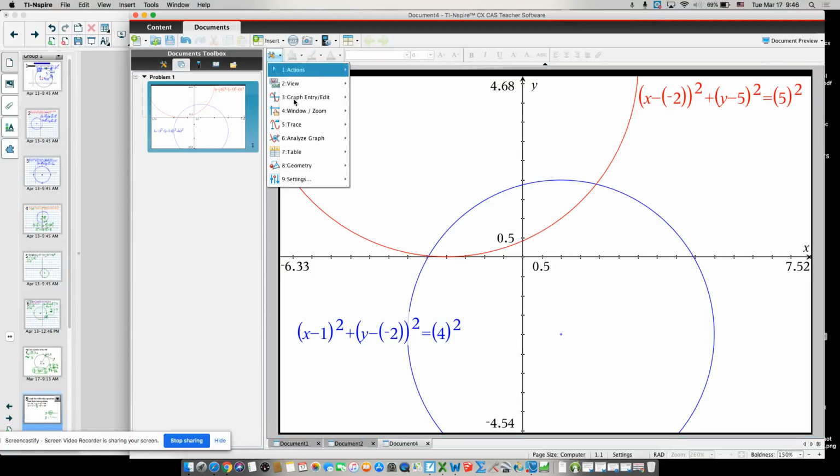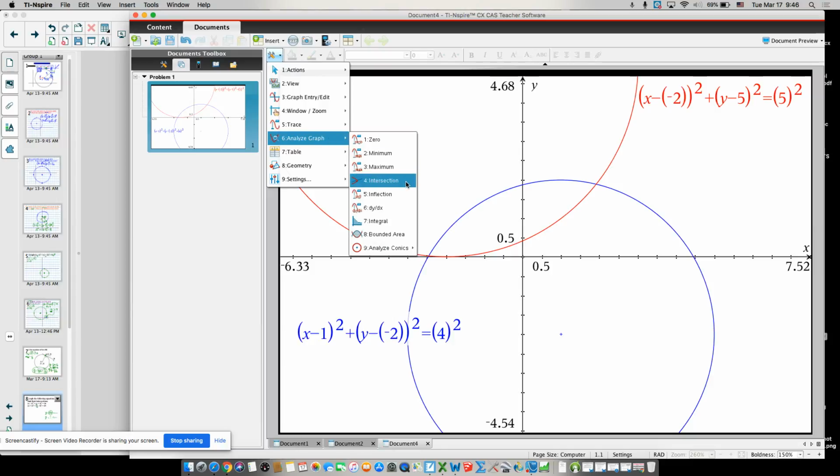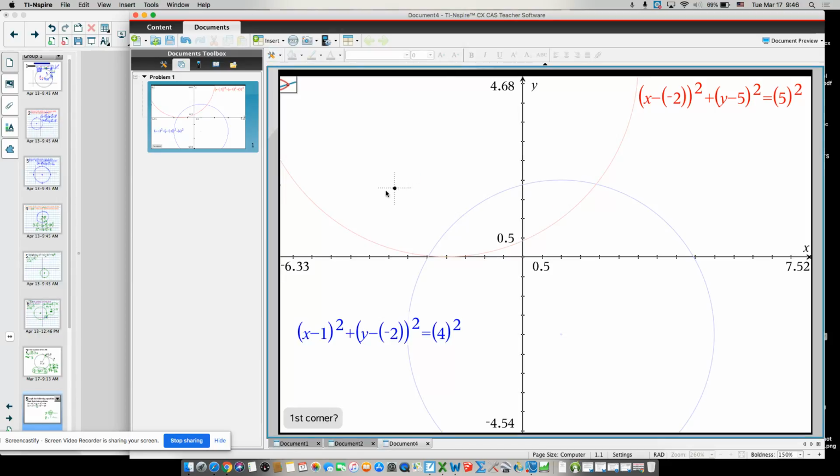So you go to your tools, you go to Analyze, and there is a tool called Intersection Tool. When you click on it, you'll see at the bottom left corner, it says, what's your first corner? And it gives you this little X that you're going to use. Really what you're just doing is drawing a box. So I'm going to click and then drag.